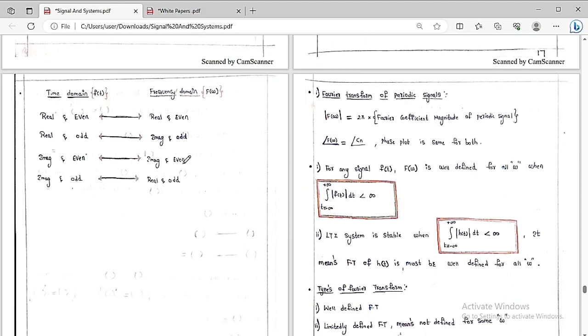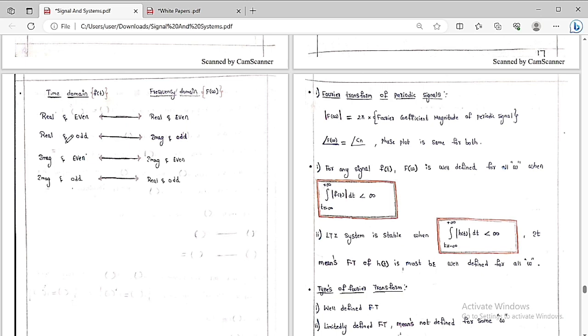So finally, how can I do the analysis in the time domain and in the frequency domain? See here. If you know these two things, getting the other two is a piece of cake. Listen carefully. Time domain f of t and frequency domain f of omega. In the time domain, if f of t is a real signal with even nature, then f of omega is also purely real and even in nature. Suppose f of t is a real signal with odd symmetry, then f of omega is purely imaginary and odd in nature.